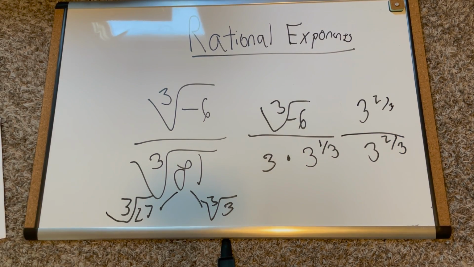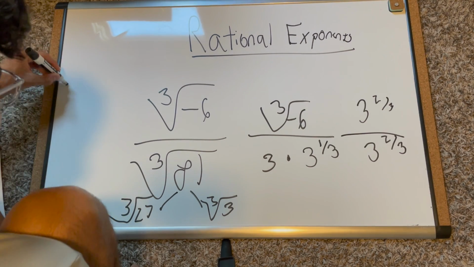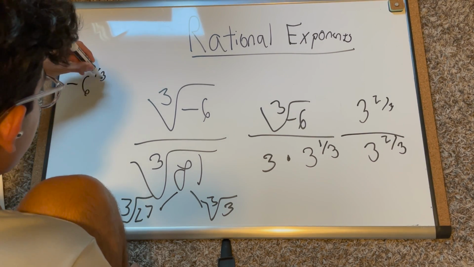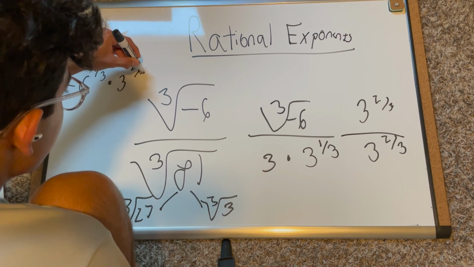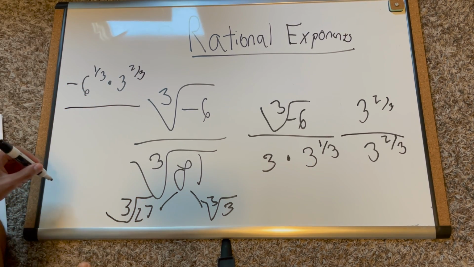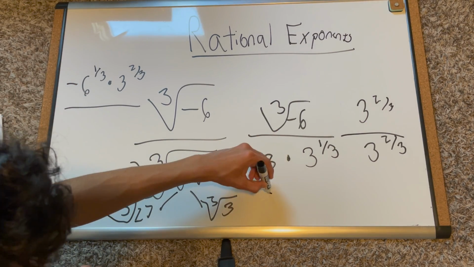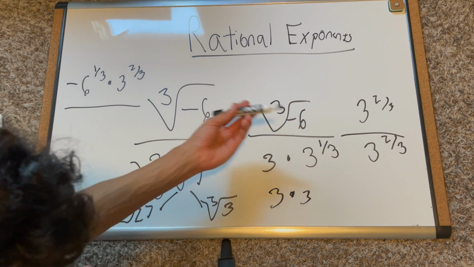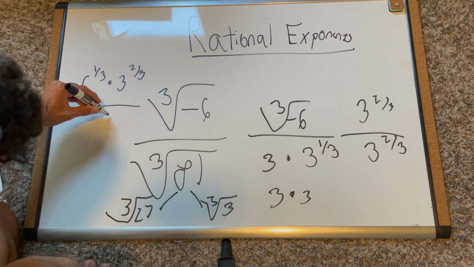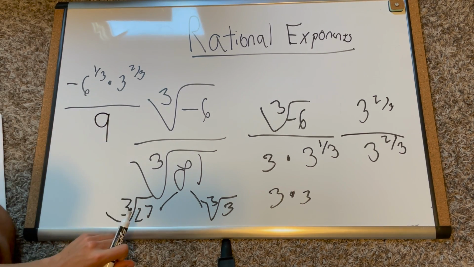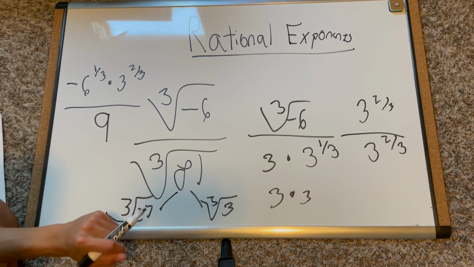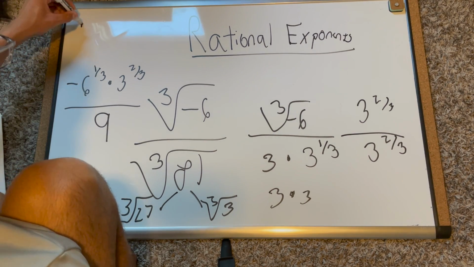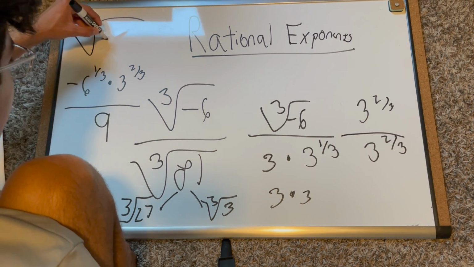So once we have that, let's move that over here. We get negative 6 to the 1/3 times 3 to the 2/3, over 3 times 3, because you multiply by that, and that's 9. You see here they both have a common denominator, but they don't have the same base. So all you can do is put them under the same radical.